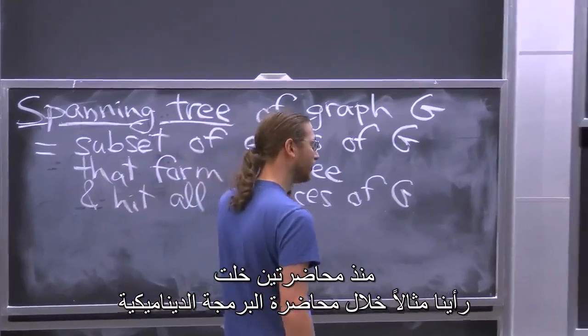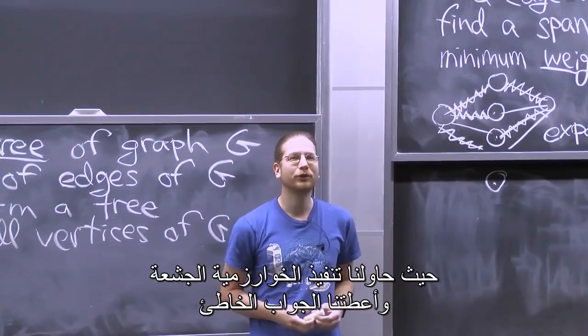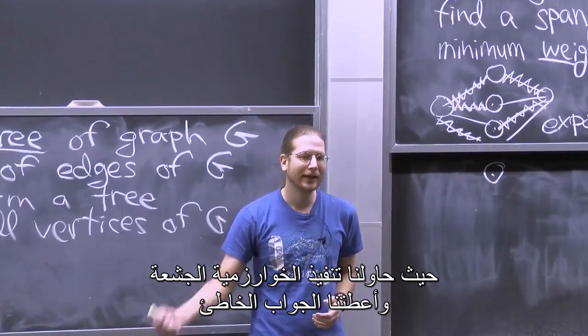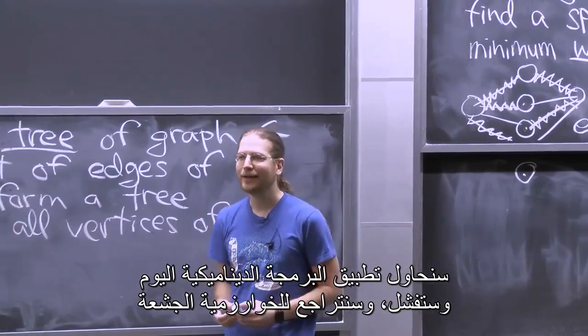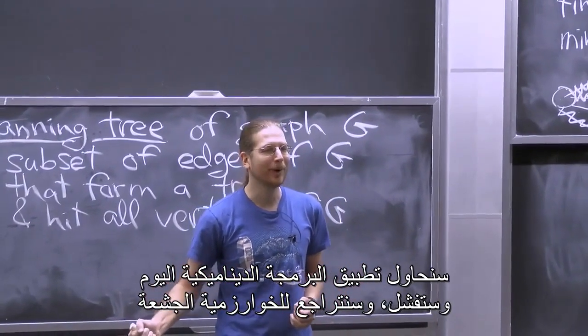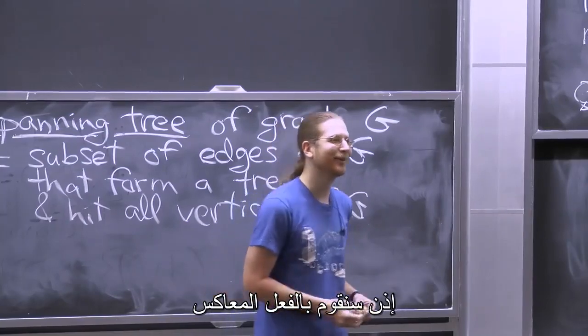Two lectures ago, the dynamic programming lecture, we saw an example where we tried to do greedy, and it gave the wrong answer. And so we fell back on dynamic programming. Today, we're going to try to do dynamic programming. It's going to fail, and we're going to fall back on greedy. So it's like the reverse.